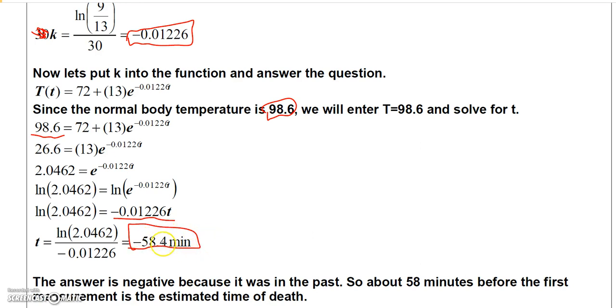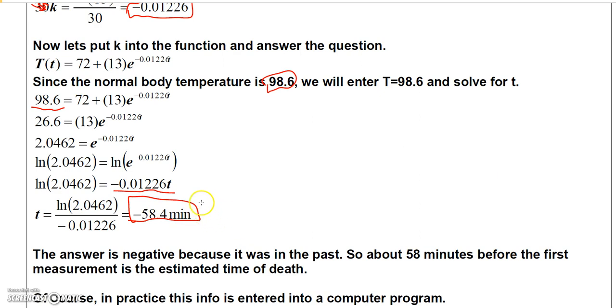Okay, well that makes sense because the time of death should have occurred before we took our initial temperature. Remember, in this example, t equals 0 is when we took our initial temperature, so the time of death occurred approximately 58 minutes before we took that initial temperature. So then all we would have to do is just go back from the time that we took the initial temperature, about 58 minutes, and that would give us the time of death.